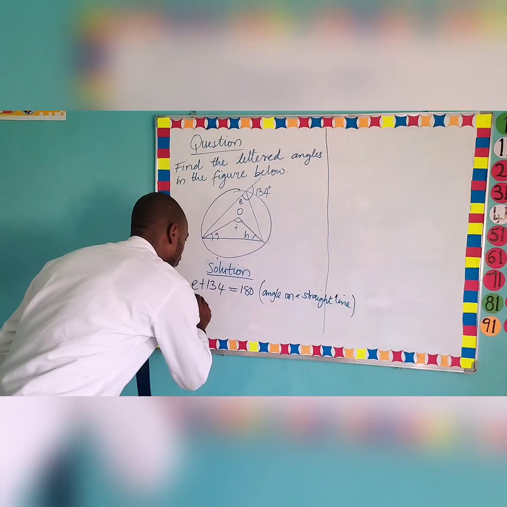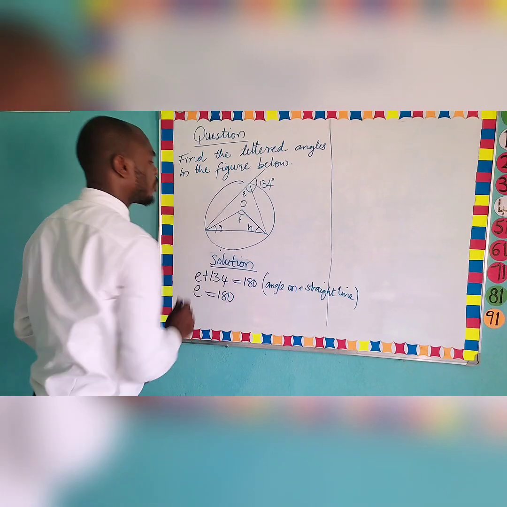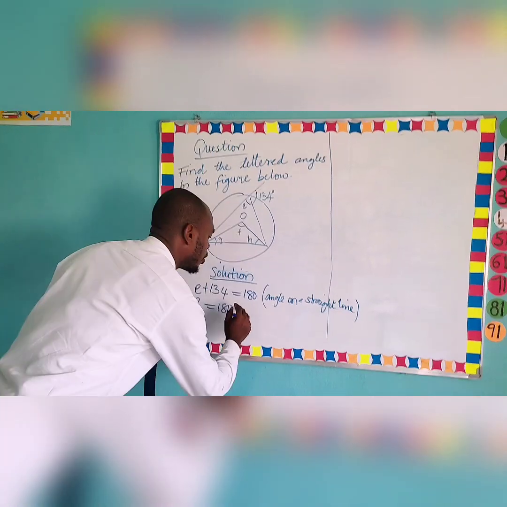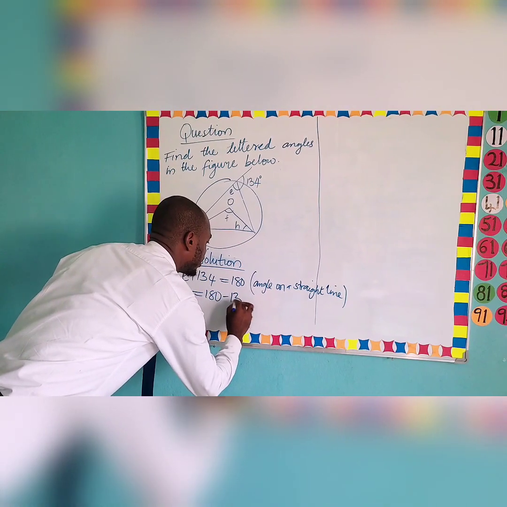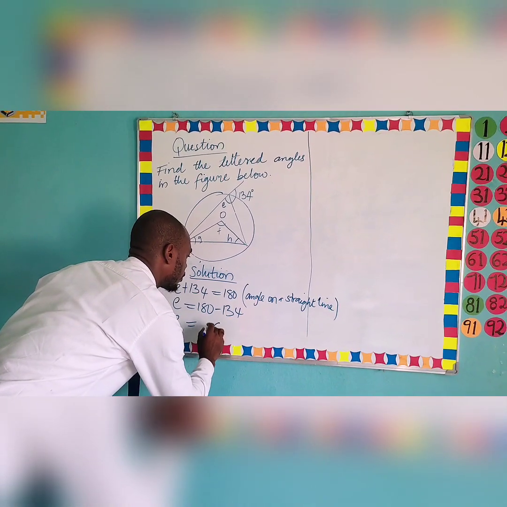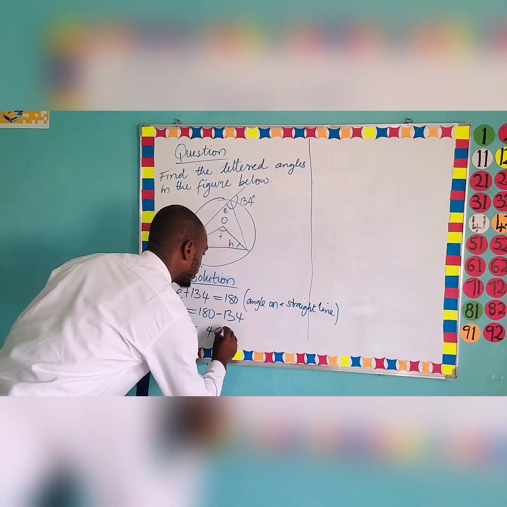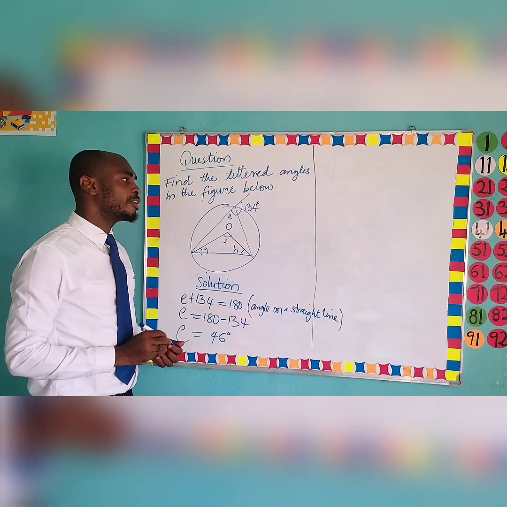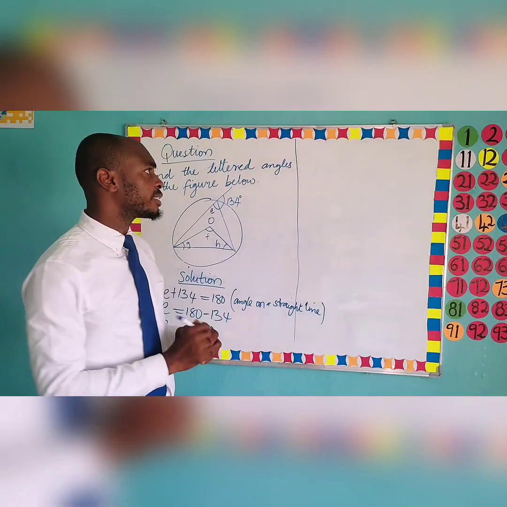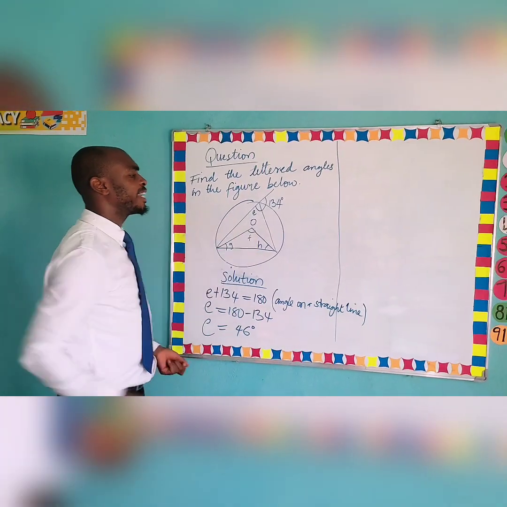Now to find the value of E, I take 134 to the other side, and it becomes minus 134. The answer gives us 46 degrees. That means the value of E is 46 degrees. Now we want to look at another one. With this E, we can find A.